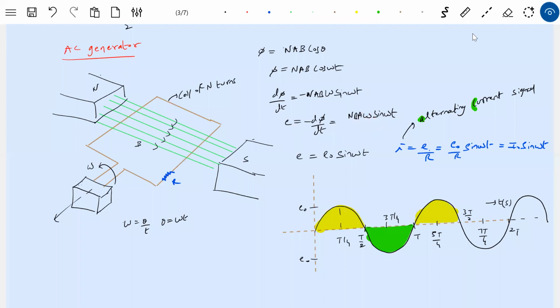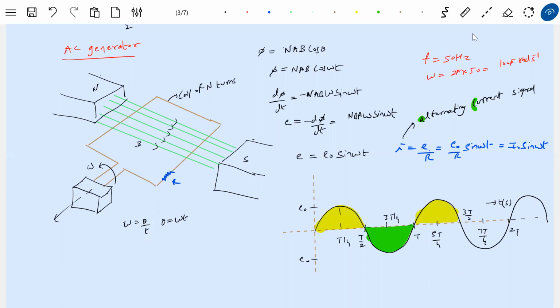Then omega. Omega also has a certain limit. So usually what is omega? If you look at the signal frequency, AC signals are generated with a frequency of 50 Hz. Can you find omega now? 2 pi into 50, 100 pi radians per second. So with this much speed, the loop must be rotated. It's a strict condition. In the American and European countries, they go for 60 Hz. In India and all the Asian countries, we go for 50 Hz. That's the standard. This is called an AC generator.